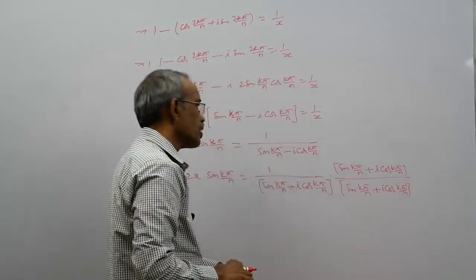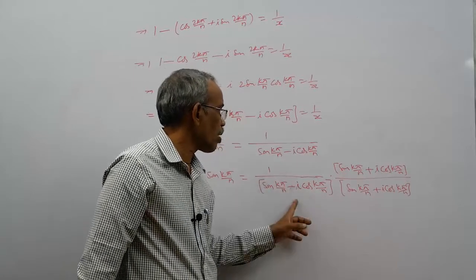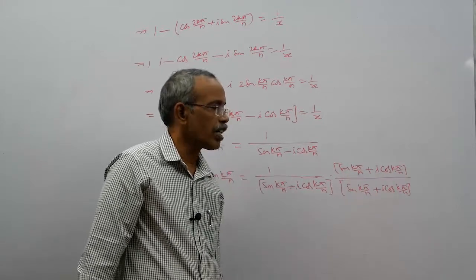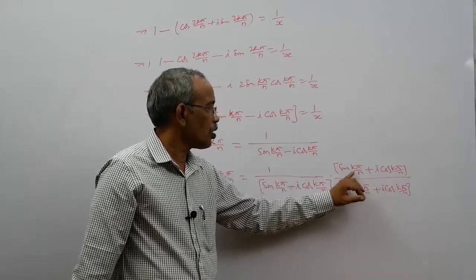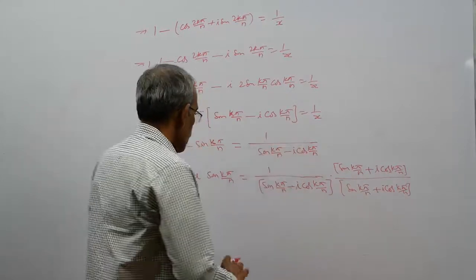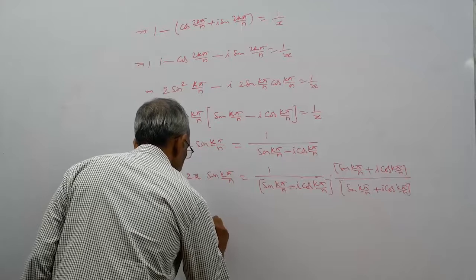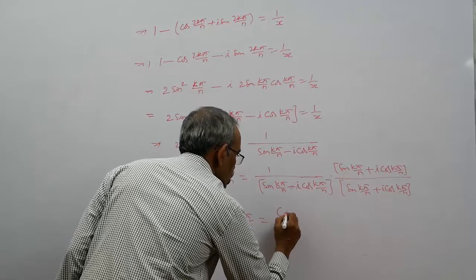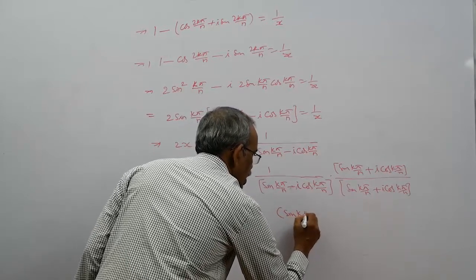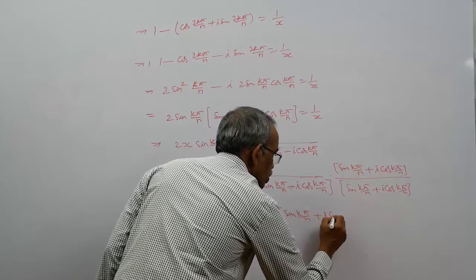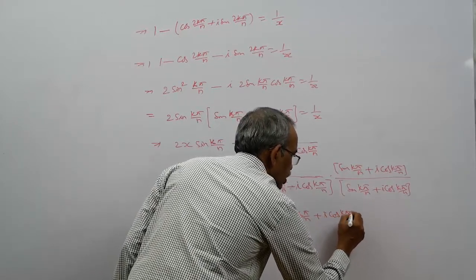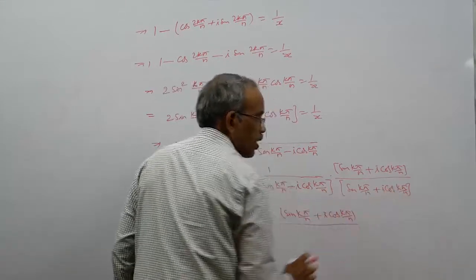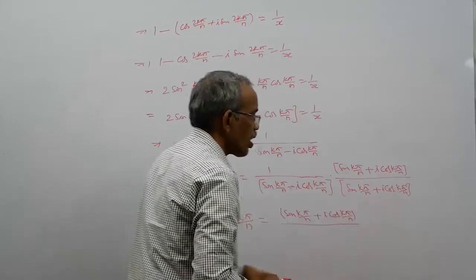To simplify the denominator, we multiply the numerator and denominator by sin kπ/n plus i cos kπ/n. This is the same term, so there is no change in this term. Here we get 2x into sin kπ/n is equal to sin kπ/n plus i cos kπ/n by a minus b into a plus b. a minus b into a plus b equals a square minus b square.